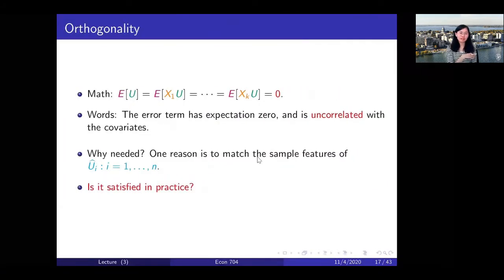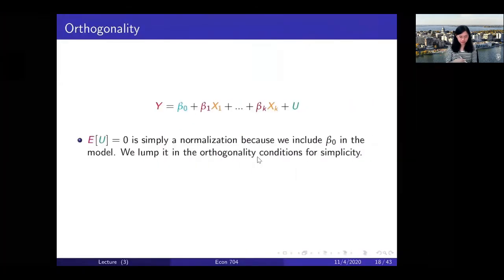Well, and another big question is, is it a reasonable assumption? So now that we already know that we need it, but is it a reasonable assumption? Can we expect it to hold in practice? The answer to that is going to depend on the model that we are studying, okay, the research purpose. So the orthogonality condition, the first equation in the orthogonality condition is that u has expectation 0.